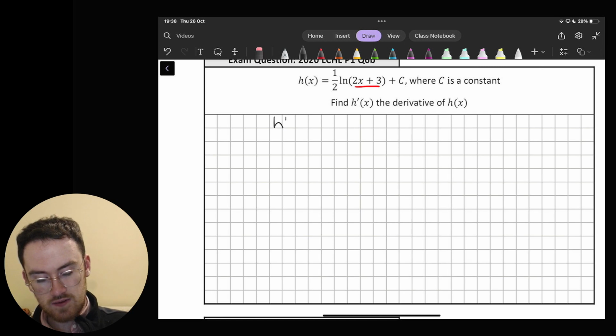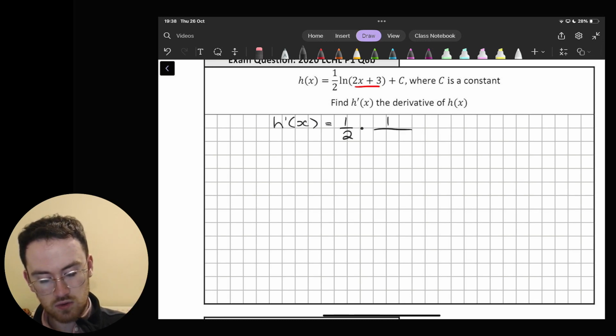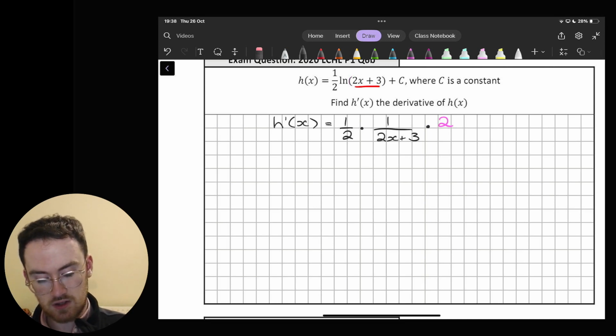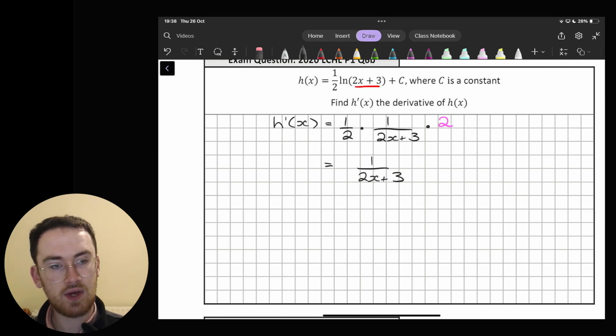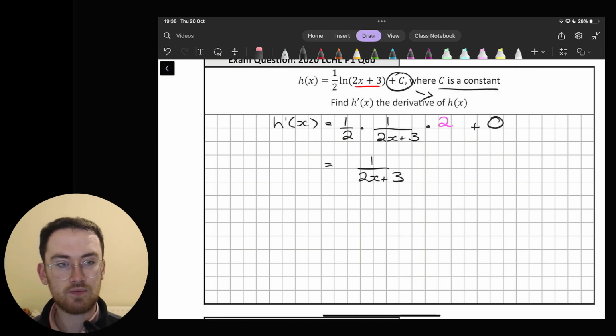So looking at the derivative of h of x, I have a half in front of it. We know that ln of x goes to 1 over x, so this is going to go to 1 over 2x plus 3, and I would also multiply by the derivative of that middle part, which is just going to be 2. So 2x, the derivative is just 2. So bringing that all together, I get an answer of 1 over 2x plus 3. Okay, the reason I don't need to worry about the c part is that c is a constant, which means that it would just differentiate to be 0. So that would just be plus 0 at the end there.